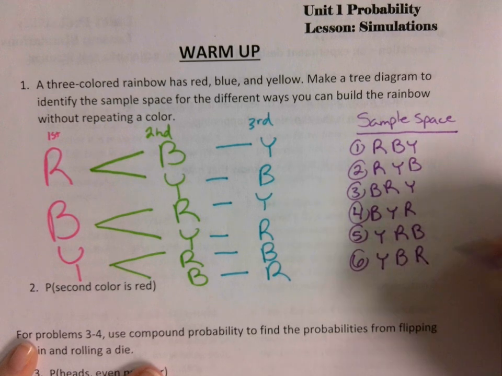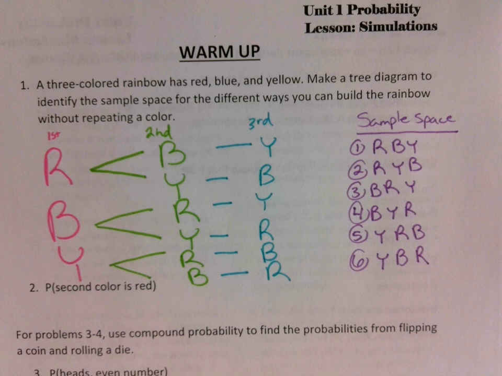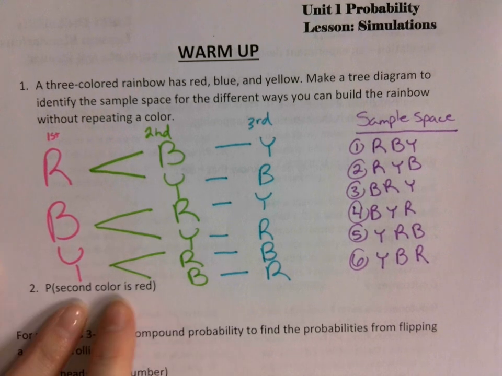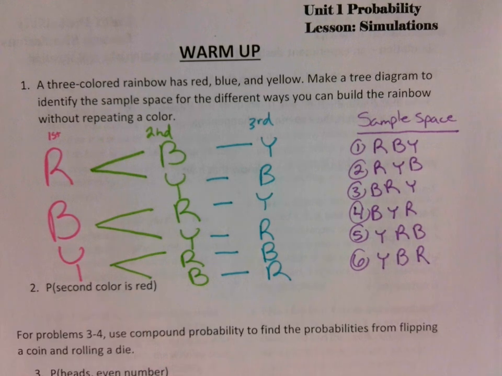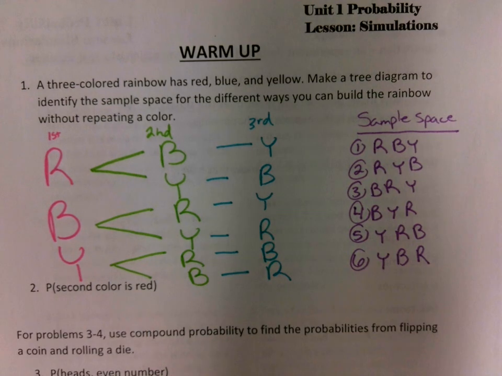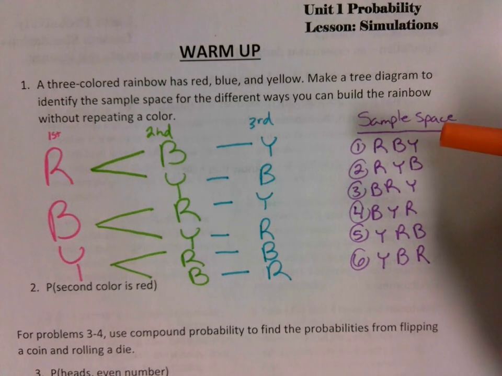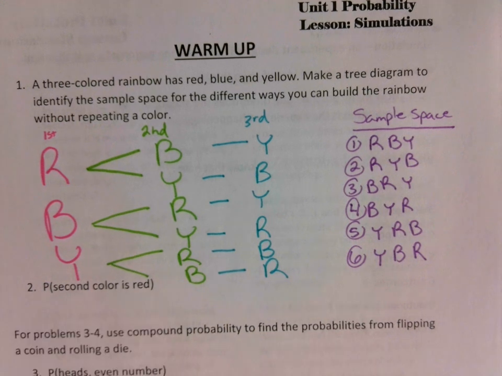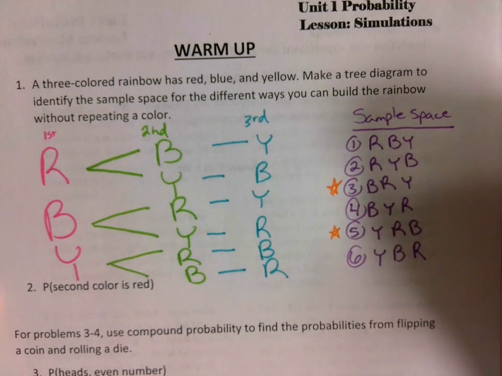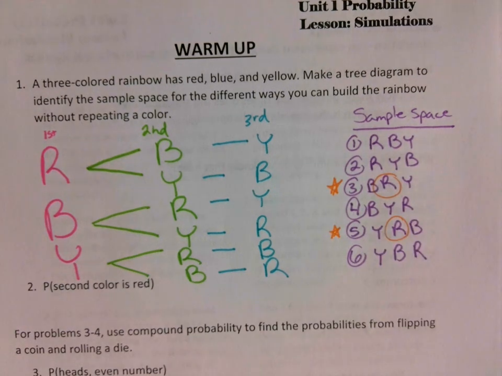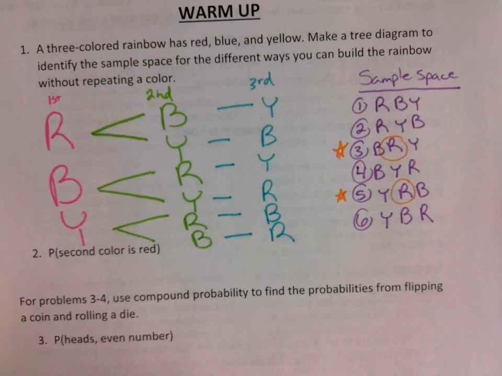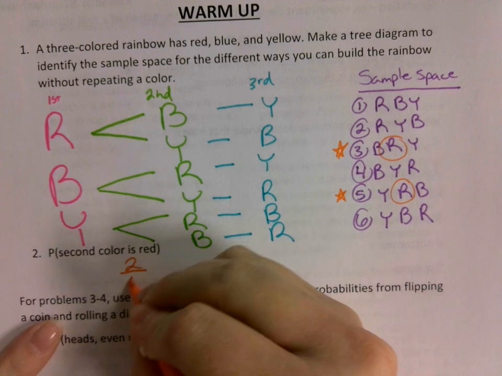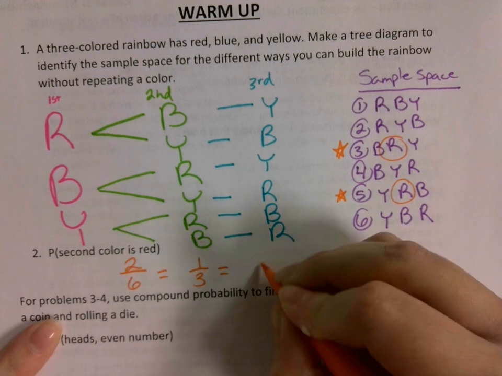So we want the probability that the second color used is going to be red. That the second color that we use will wind up being a red. So what outcome numbers in my sample space will meet that criteria that the second color is going to be red? Number 3 and number 5 have red as their second choice. So that means there are 2 of those out of 6, which simplifies to 1/3. That is 0.3 repeated, or approximately 33%.